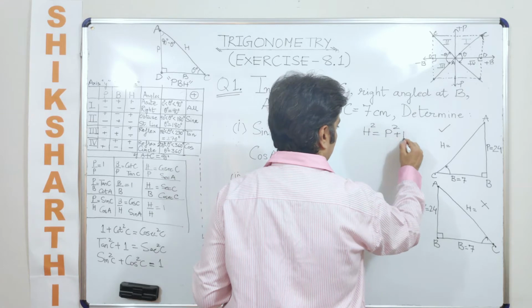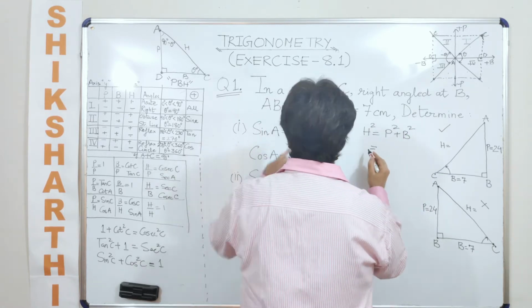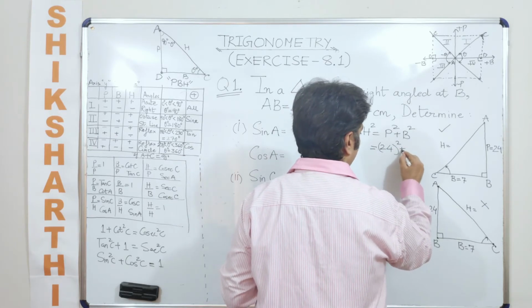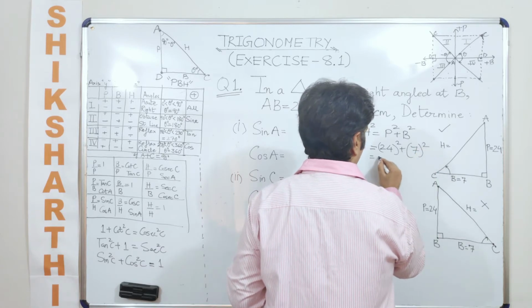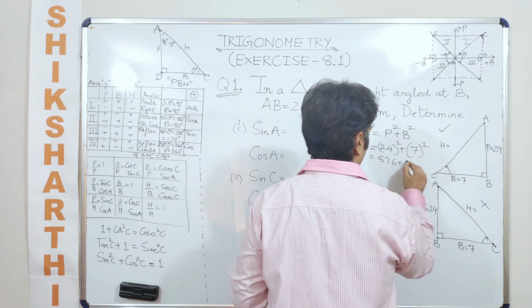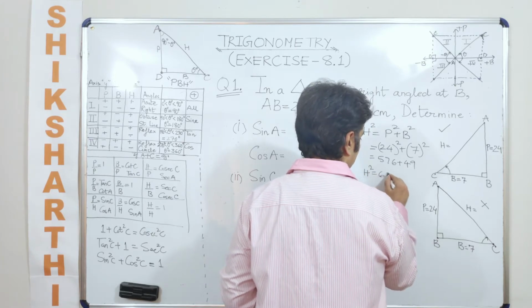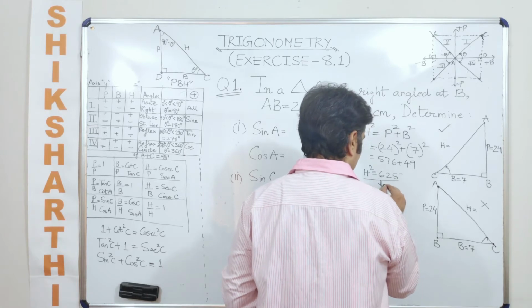So hypotenuse square is equal to perpendicular square plus base square. Perpendicular is given to you as 24 centimeters, so this becomes 24 square, and this becomes 7 square. So this is 576 plus another 49. So eventually you see that you get a quadratic equation. H square is equal to 625, because of which you get 2 values of H.